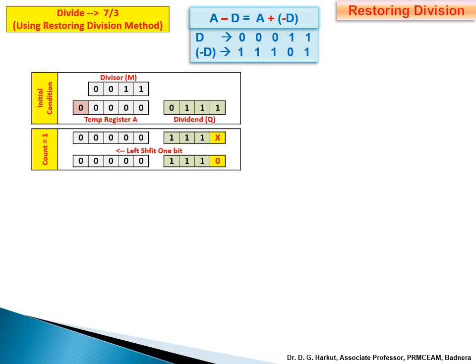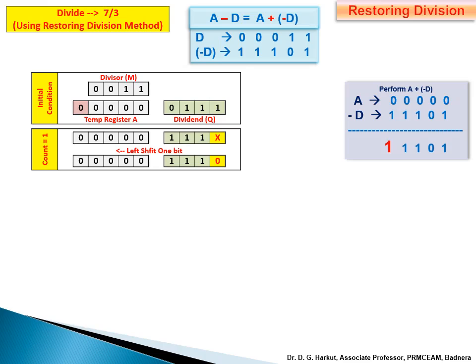Subtract D from temp. It gives 11101. 1 being the sign bit, temp value after subtraction is negative. Temp being negative, set Q0 to 0. That is, the LSB is set to 0 and restore temp back.